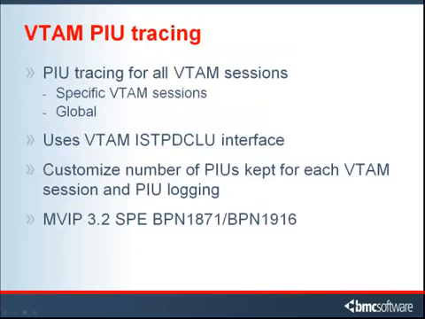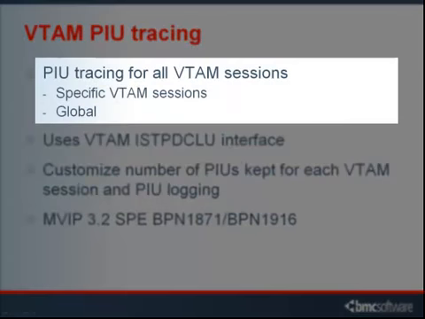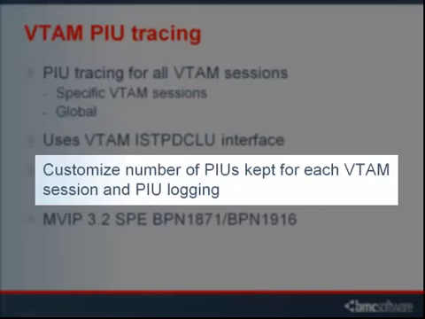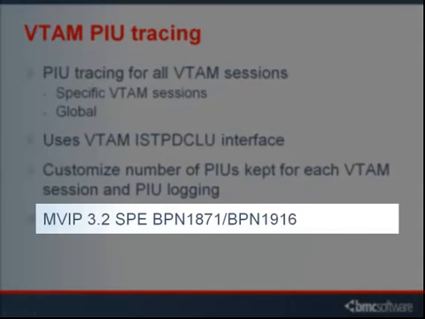MainView for IP 3.3 has enhanced the IST PDCLU interface with VTAM to now allow PIU tracing of VTAM sessions. The PIU tracing can be for a specific VTAM session, or you can turn on global tracing to trace all VTAM sessions. You can customize how many PIUs are kept for each VTAM session. PIUs can also be logged to the MainView history files when the VTAM session ends, which can be useful in debugging SNA session problems after the session has ended. This feature was released earlier with MainView IP 3.2, SPE BPN 1871, and BPN 1916.